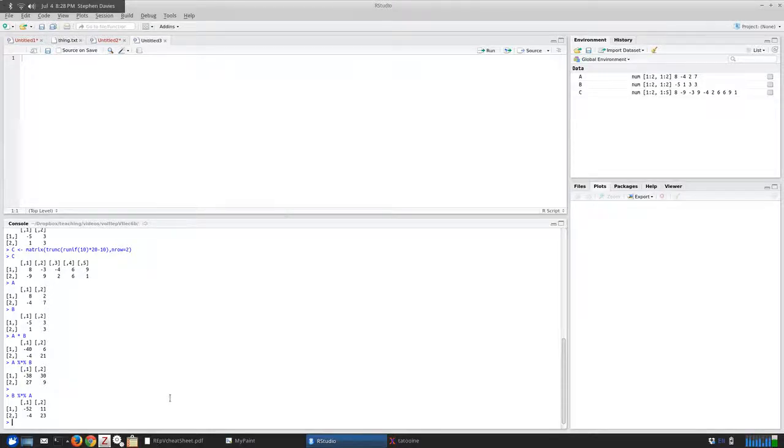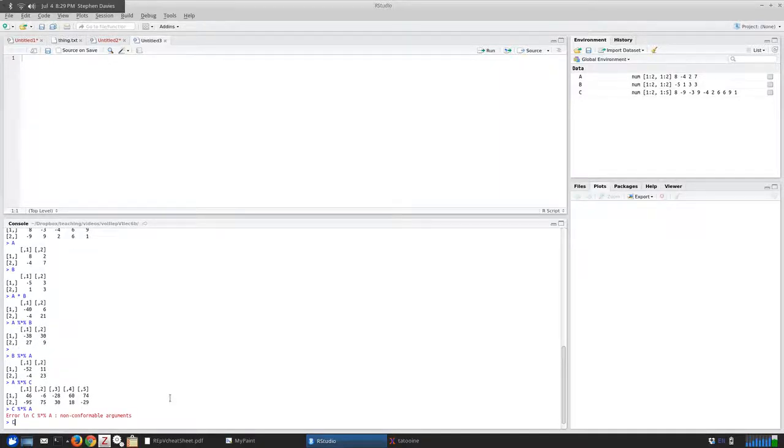Let's do some other things here. Let's take A times C. That's certainly something we can do. However, we cannot do C times A, and that's because C was a 5 by 2, or 2 by 5 rather, right? And a 2 by 5 we can't multiply by a 2 by 2, and this red error message here is R's way of saying, whoa, those are the wrong size. You aren't able to multiply those together.